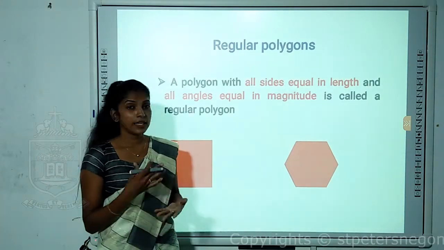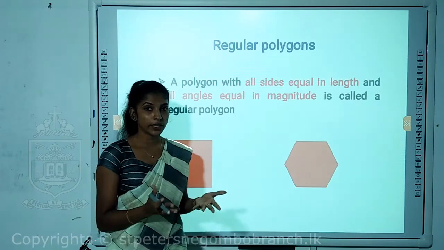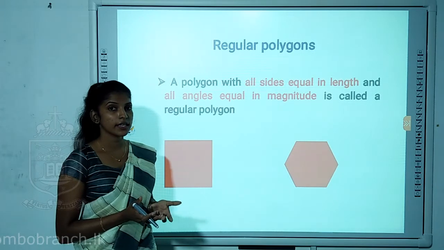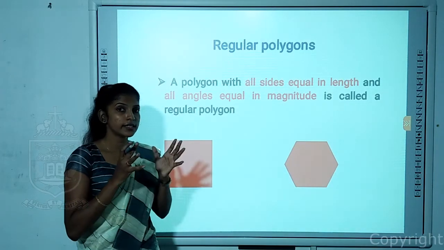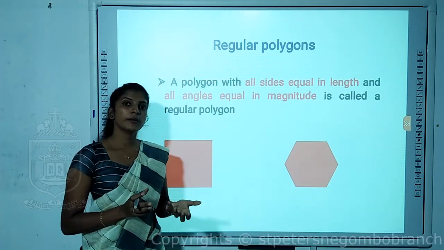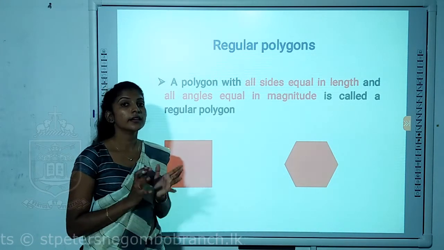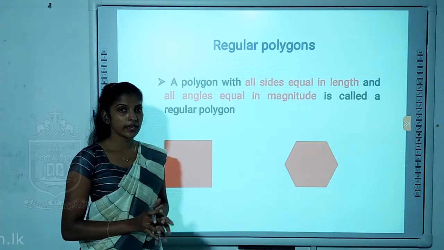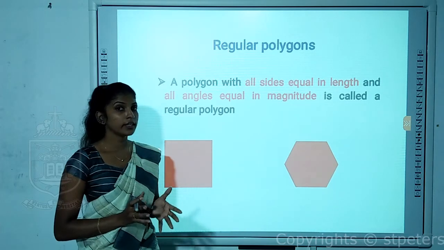Right, let's move to the next part, that is regular polygons. Earlier we learnt about polygons, now we are going to discuss regular polygons. So what are regular polygons? What do you mean by the term regular? Regular means, if we consider a polygon, considering its sides and angles, for it to become a regular polygon, all the sides and all the angles are equal. All the sides are equal to each other, all the angles are equal to each other in magnitude.